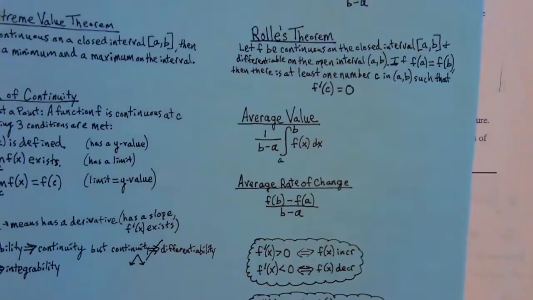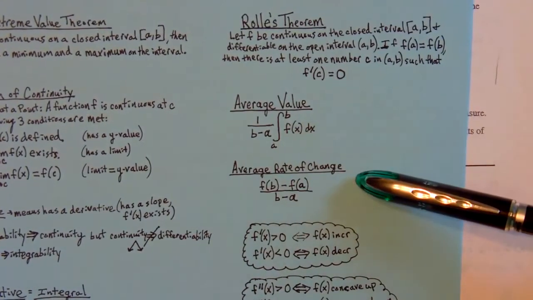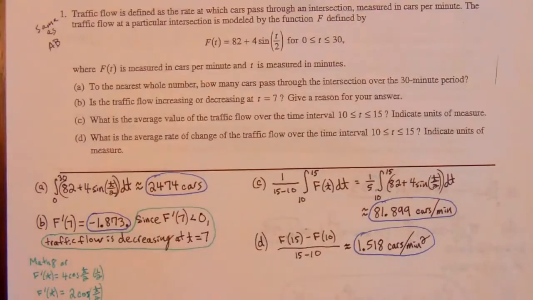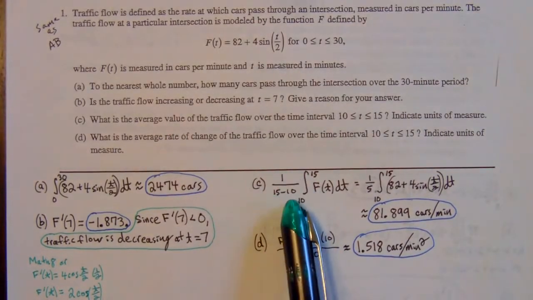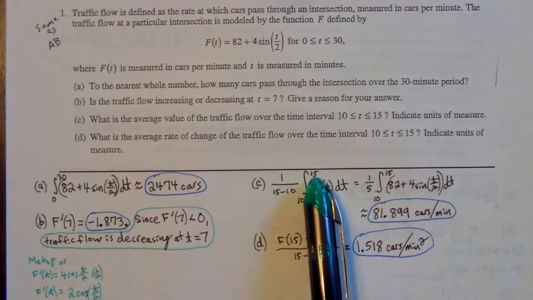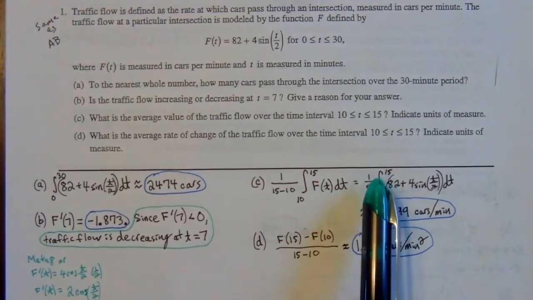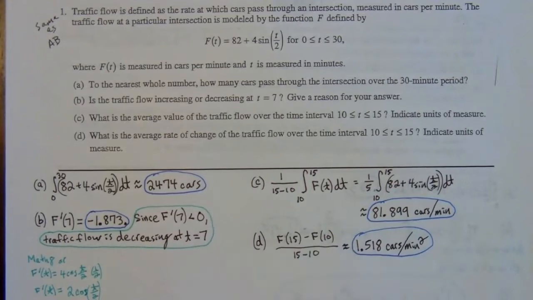Letter C and D is just two straight things straight out of your blue packet, okay? You have in your blue packet, I believe on the second page, an average value formula and an average rate of change. Boom, boom, back to back, so you know the difference between the two. So when you see average value, use your average value formula. So I did 1 over 15 minus 10 times the integral from 10 to 15, and then Math 9 that thing right there. I would probably put the 1/5 in there first, then hit the Math 9 between 10 and 15. That way you don't have to worry about it at the end.